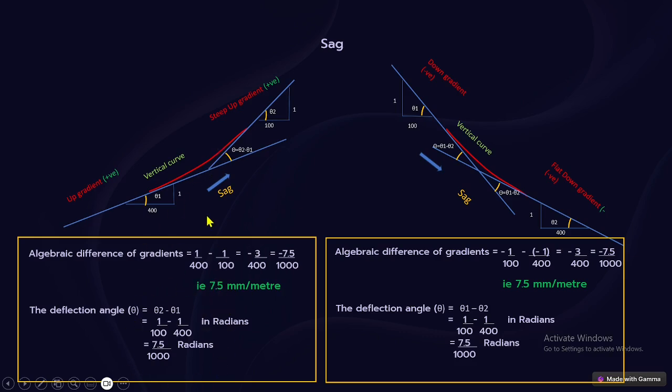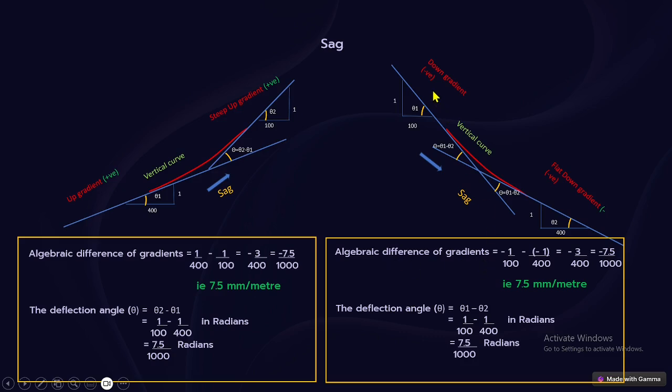Coming to the deflection angle, here again the same thing, theta equals theta 2 minus theta 1. Okay, total theta 2 minus this angle will give you the deflection angle, theta equals theta 2 minus theta 1. That's what we made here. Like that, here is the other situation, the direction is this way. Here it is a steep down gradient, then a flat down gradient. Here also we can work out the algebraic difference.